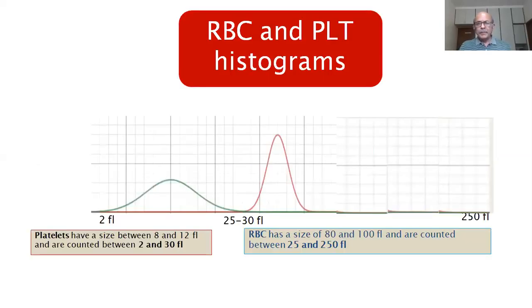A brief recap: any cell less than 25 femtoliter is counted by the machine as a platelet. Any cell more than 30 femtoliter is counted as an RBC.